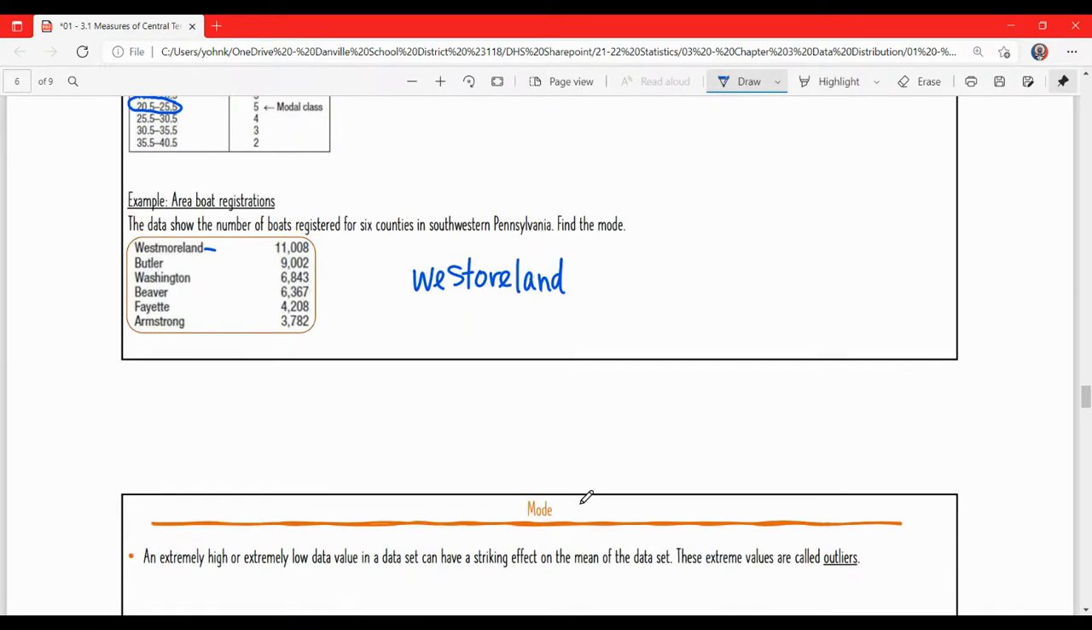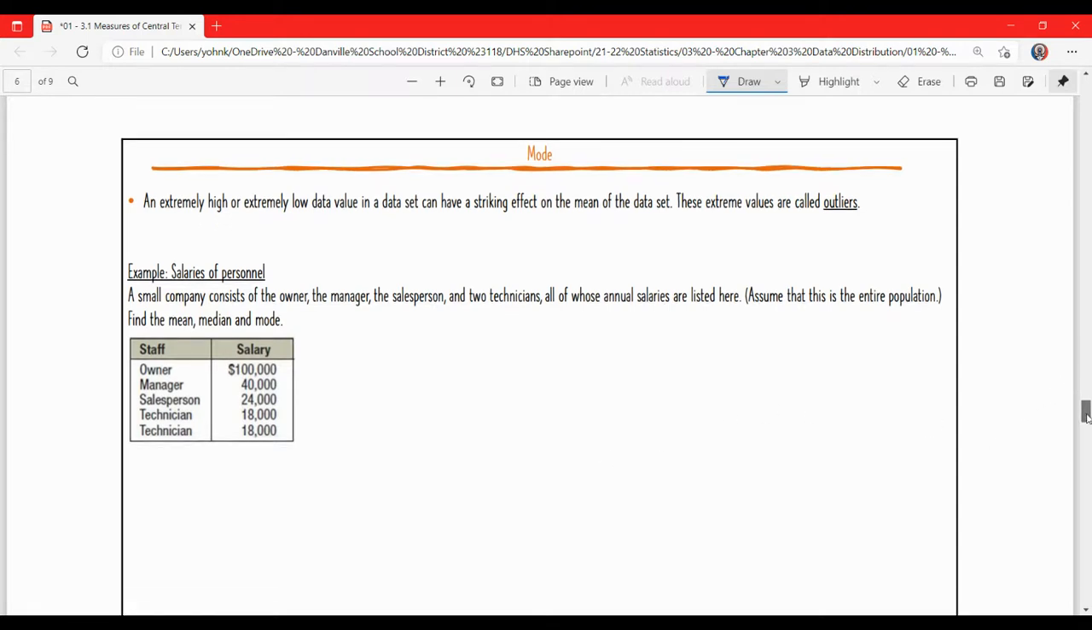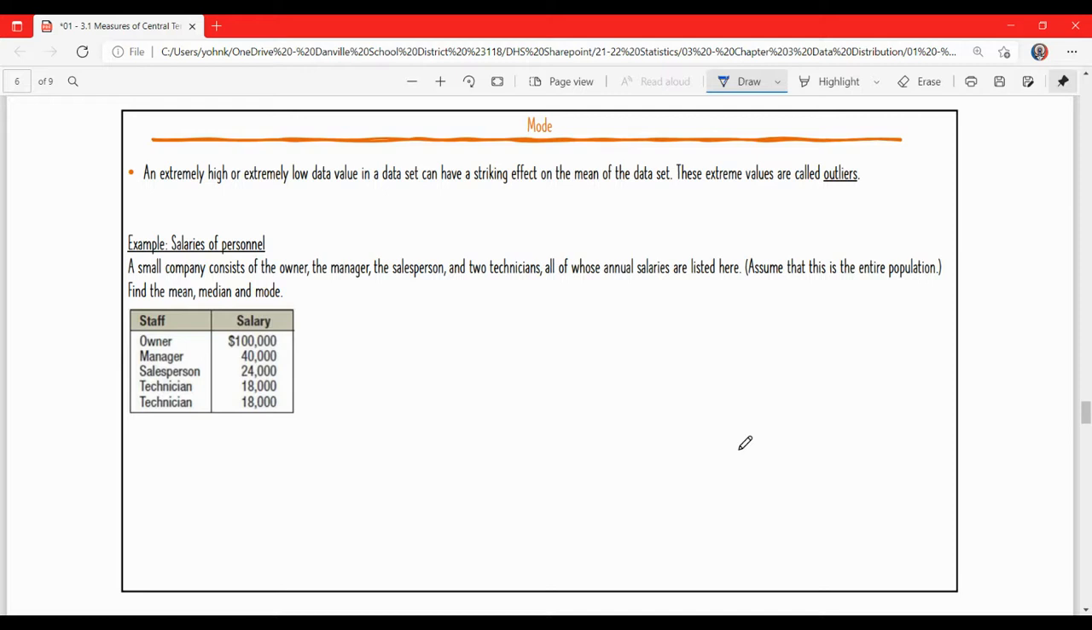All right. One more way you can look at modes is if you have something with outliers that could influence the mean. So an extremely high or an extremely low data value in a data set can have a striking effect on the mean of the data set. These extreme values are called outliers.